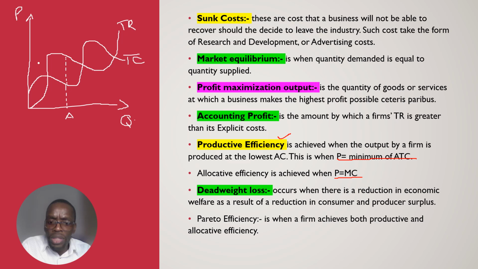Now when we talk about the deadweight loss, learners, we are saying this occurs when there is a reduction in economic welfare as a result of a reduction in consumer and producer surplus. Now let me try to explain this using a graph.